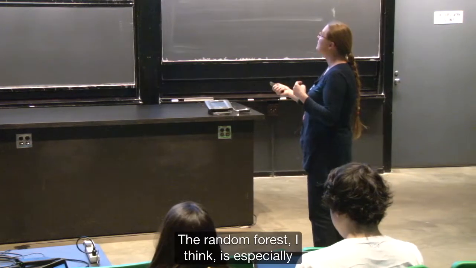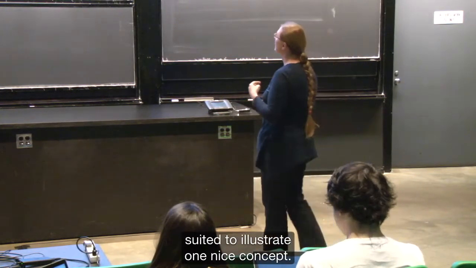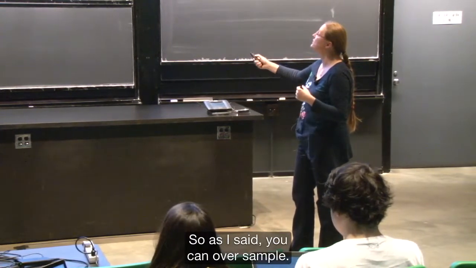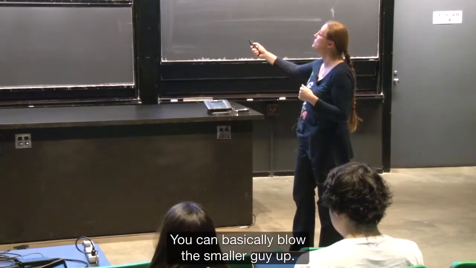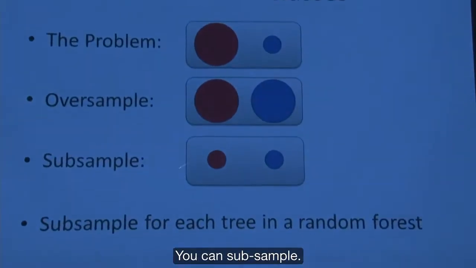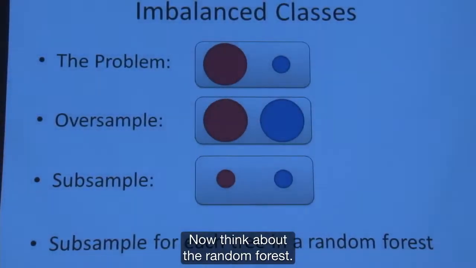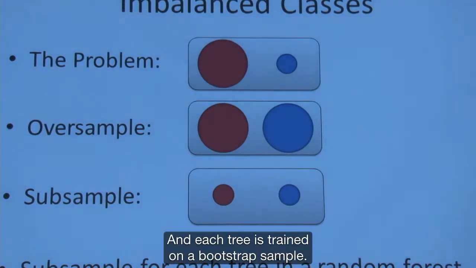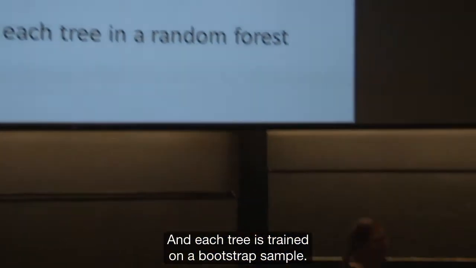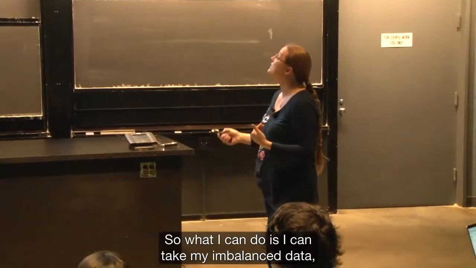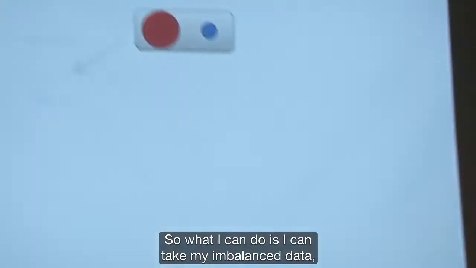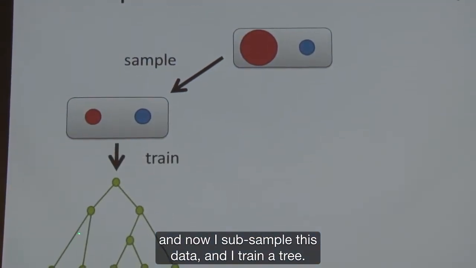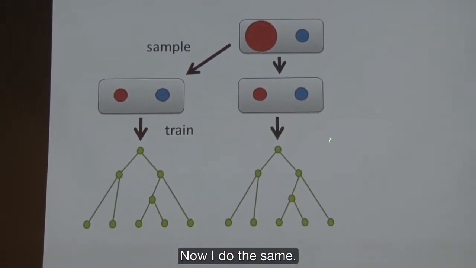The random forest, I think, is especially suited to illustrate one nice concept. So as I said, you can oversample, right? You can basically blow the smaller guy up. You can subsample. Now think about the random forest. We train each tree, right? And each tree is trained on a bootstrap sample. So what I can do is take my imbalanced data, subsample this data, and train a tree. Now I do the same.